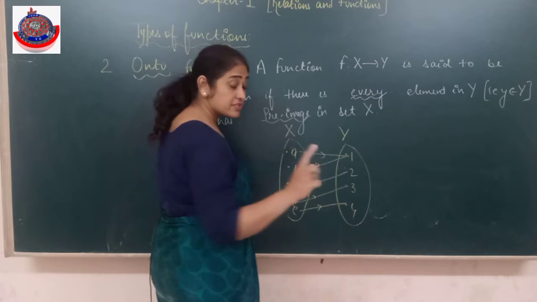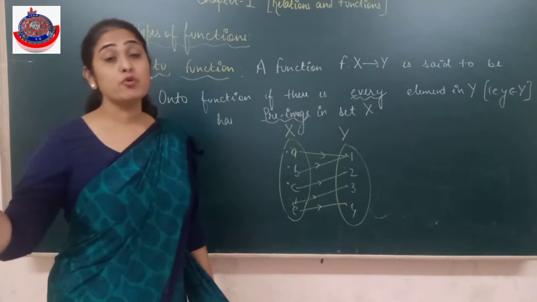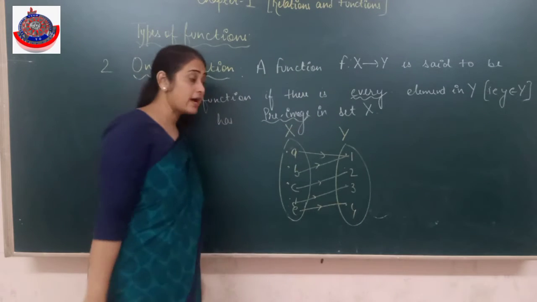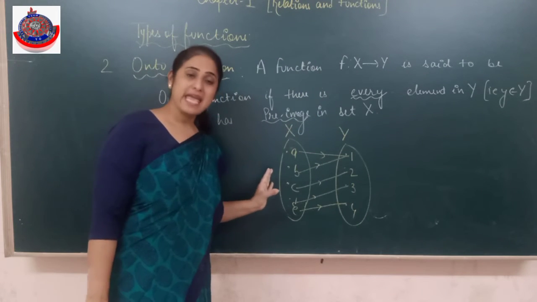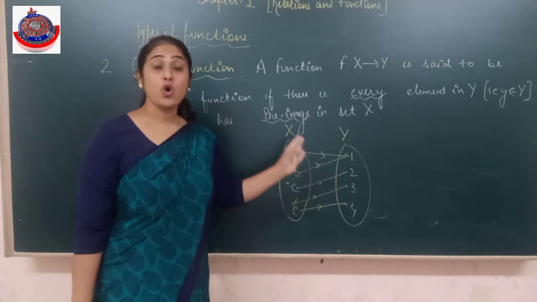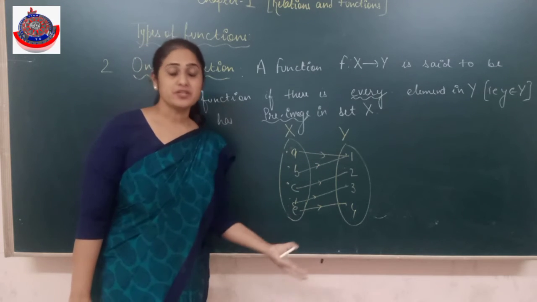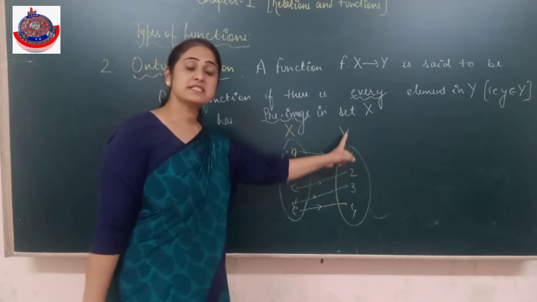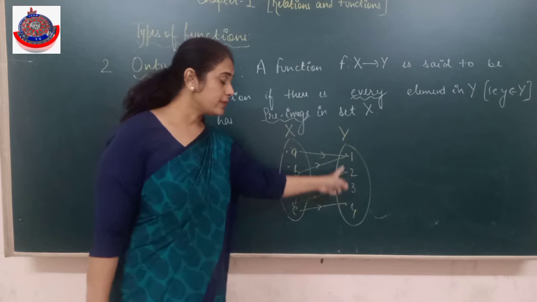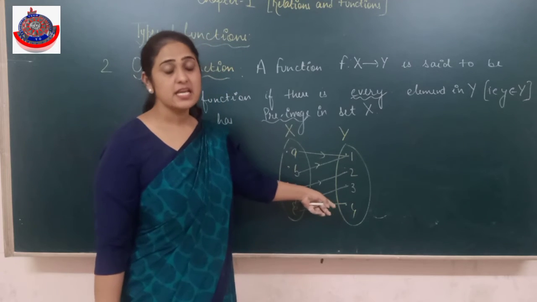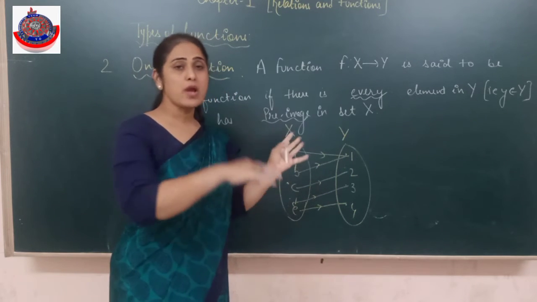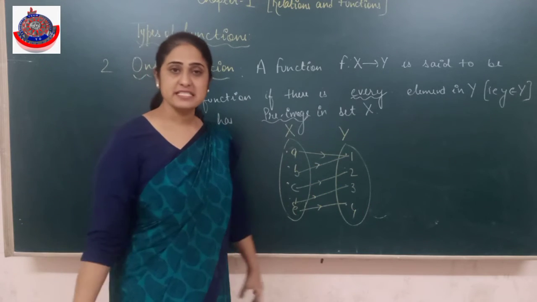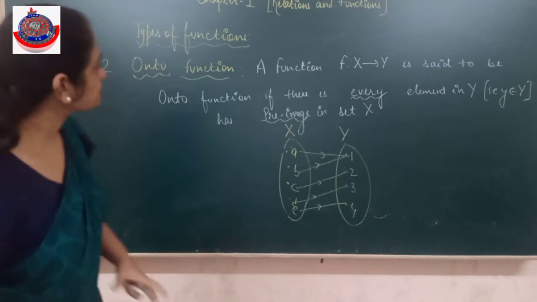Is it clear? Onto is very important because we will be proving it in the questions. Find if every element of set B or set Y has a pre-image in set X, then the function is said to be onto, otherwise it is an into function. Into means elements are left, and onto means no elements are left in the second set. Is it clear to everyone?